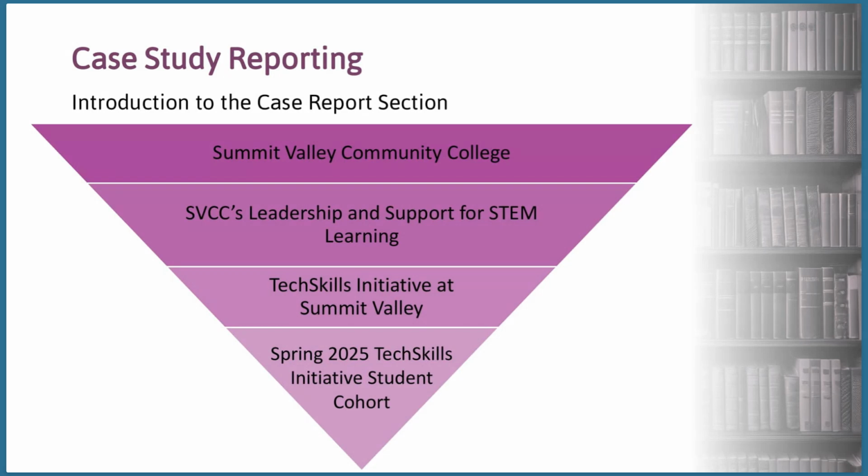For example, in our tech skills program case study, we may start describing the case by introducing Summit Valley Community College. Then we talk about SVCC's leadership and support for STEM learning. Next, we'll talk about Tech Skills Initiative at Summit Valley, introducing the project, and finally, we'll introduce the Spring 2025 Initiative student cohort. That's the group that we're really focusing on. So this structure helps the readers follow the story from the big picture, the SVCC, to the more close-up picture, the Spring 2025 Tech Skills Initiative student cohort. So they're grounded in both the context and the case.